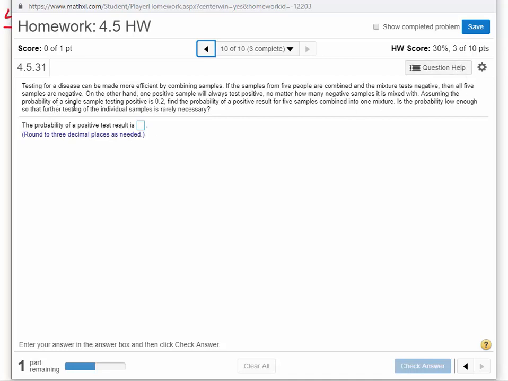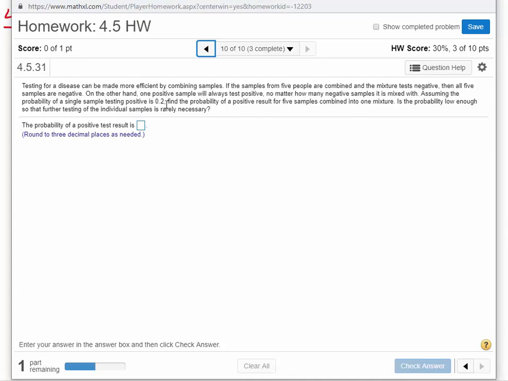Now, assuming the probability of a single sample testing positive is 0.2, find the probability of a positive result for 5 samples combined into one mixture. Do you see how this is really just an at least one question? Because they're saying if I put 5 samples together, what's the probability that that big mega sample comes back with a positive result? It's basically just asking what's the probability that at least one of those 5 samples is positive, right? So the probability is going to be 1 minus the probability of all 5 of them being negative.